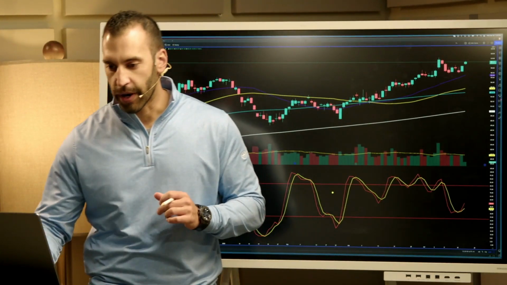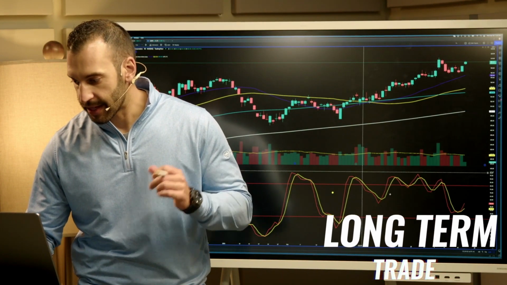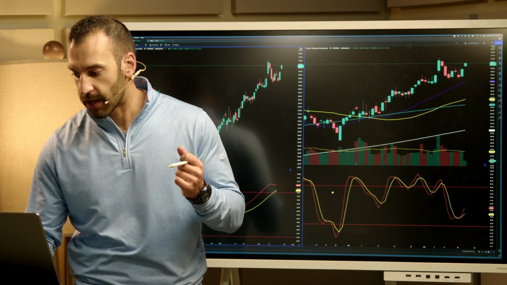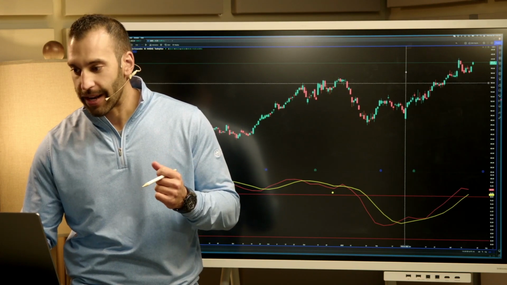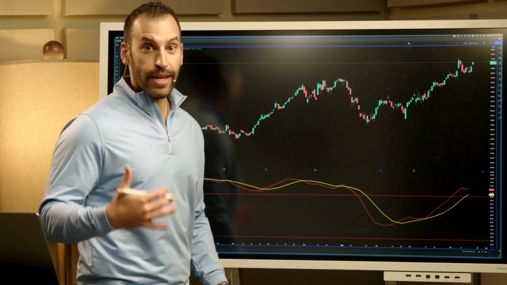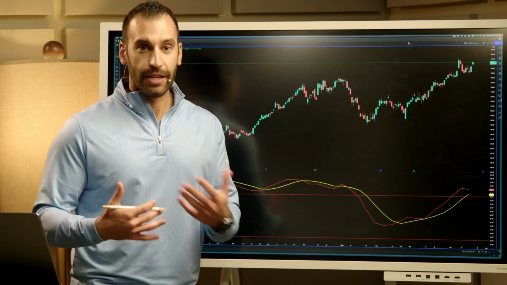Now, the last type of trade is going to be a long-term trade. And this is a trade where I'm not going to enter with my total sum of money at one time. So this one is a trade where I'm looking to make money over a period of weeks, if not months. And it's very possible to do in this market.